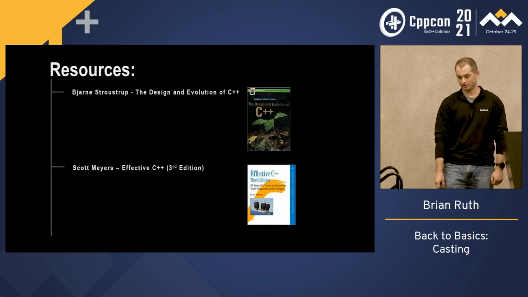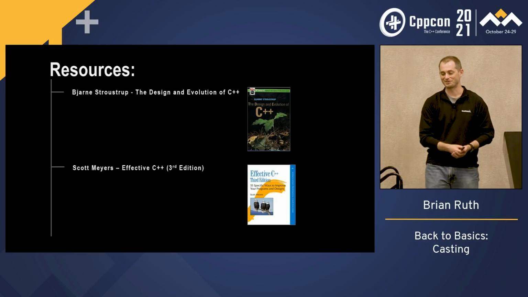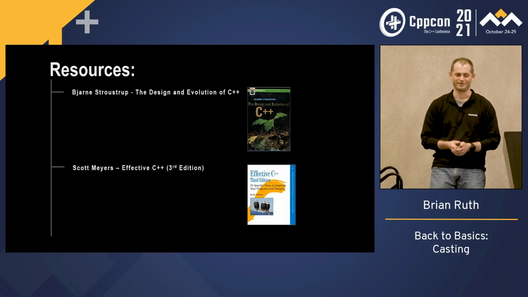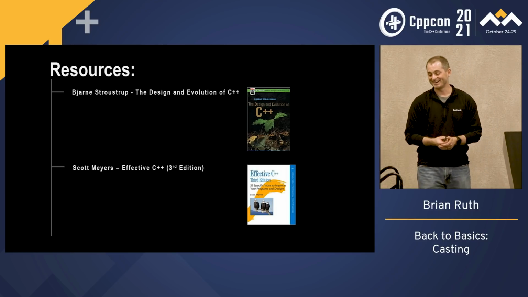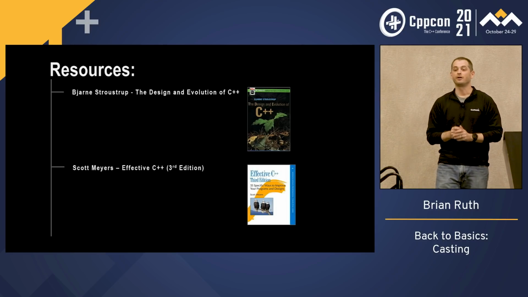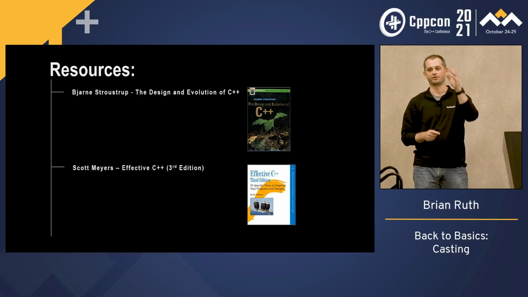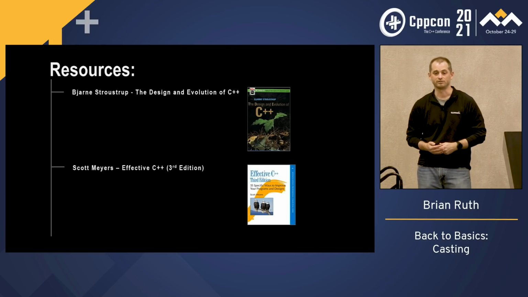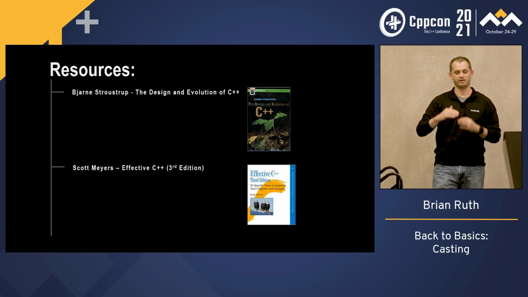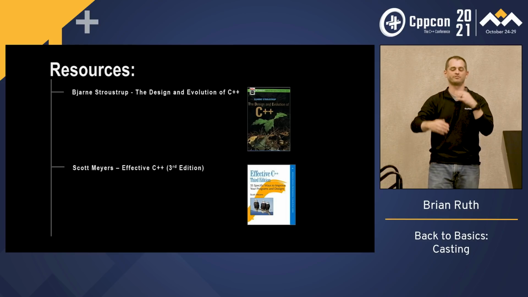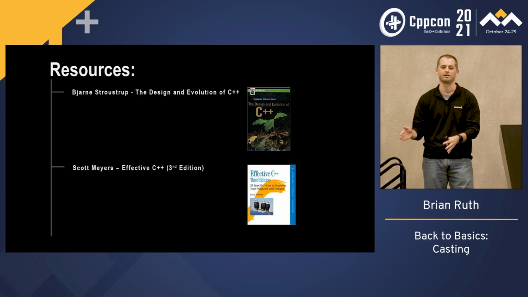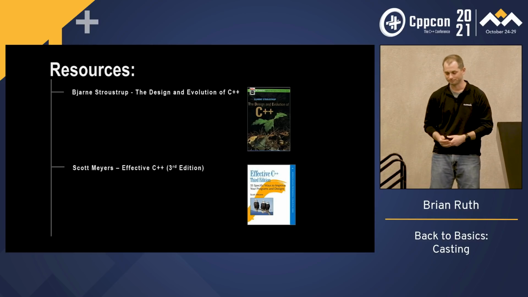Some resources. There's The Design and Evolution of C++, which, yes, is out of print, but if you really want it, you can find it. And one thing that really helped me understand all of the weirdness with all of the built-in C++ style casts is Scott Meyers' Effective C++. He has a nice chapter where he goes over all of the different uses of these casts. And that's really when I first started to understand how all of these casts worked.